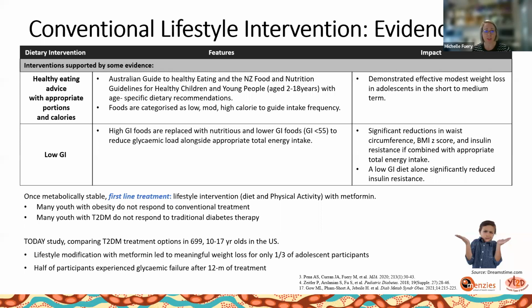And a low GI diet alone significantly reduces insulin resistance. So our first line of treatment, once metabolically stable, is lifestyle intervention with metformin. However, in many youth with obesity, they don't respond to conventional treatment, and many youth with type 2 diabetes do not respond to traditional diabetes therapy. The Today study comparing type 2 diabetes treatment options in 699 10 to 17-year-olds in the US demonstrated that lifestyle modifications with metformin led to meaningful weight loss for only a third of adolescent participants, and half of participants experienced glycemic failure after 12 months of treatment.